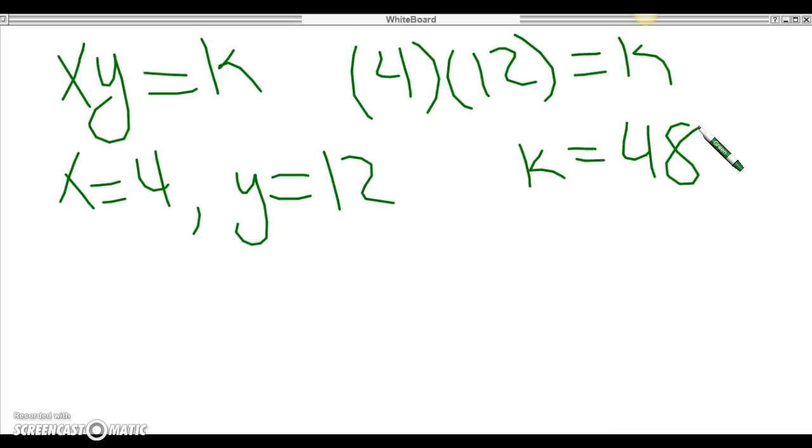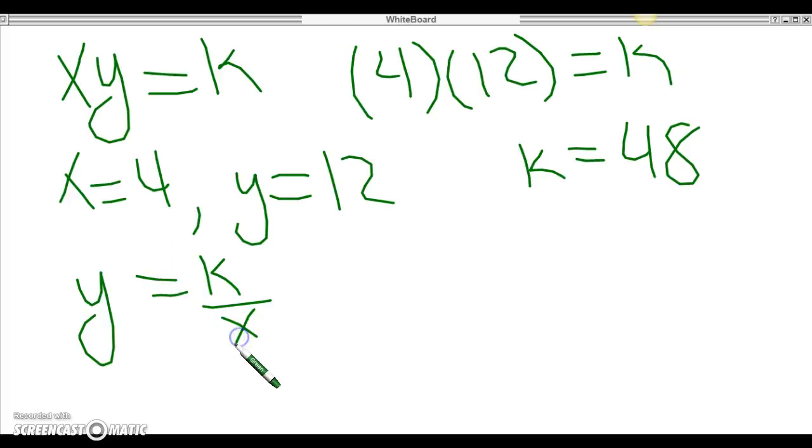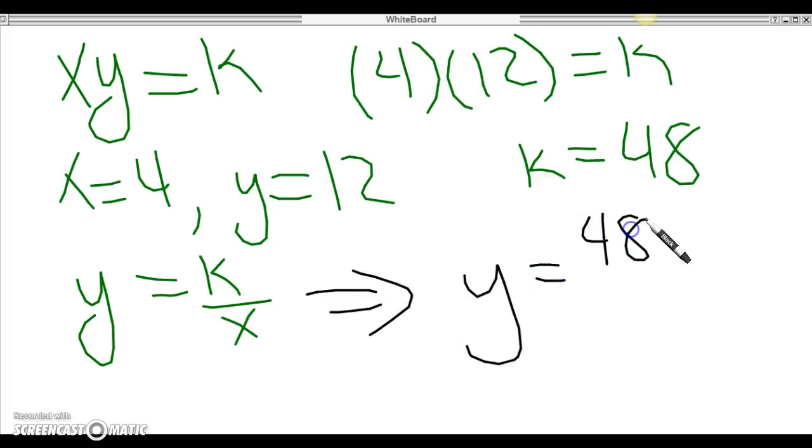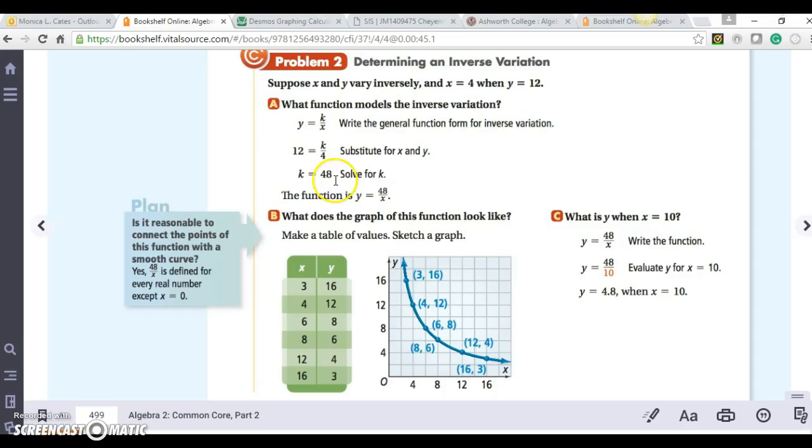So now the other form of the formula, y equals k over x, and I know my k, so I can rewrite this as y equals 48 over x. Okay, so that's what they have, y equals 48 over x.